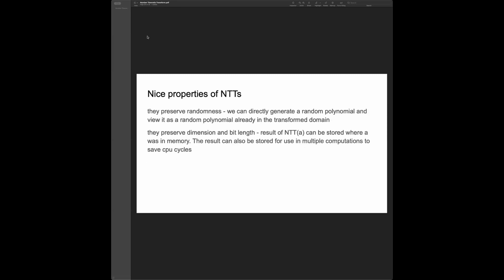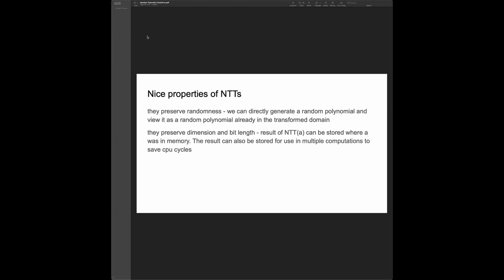There are also some other nice properties of NTTs. One such property is that they preserve randomness. If you randomly generate a polynomial and then transform it into the NTT domain, this is equivalent to just generating the random polynomial in the already transformed domain itself. So you can generate a random polynomial and just treat it as the NTT form of, let's say, polynomial A. And the second nice thing about NTTs is that they preserve dimension and bit length.